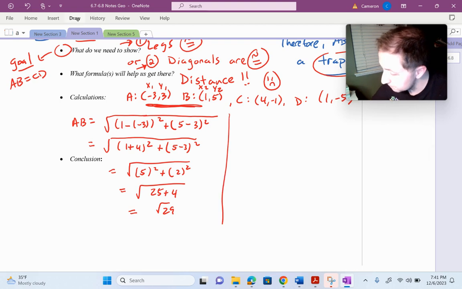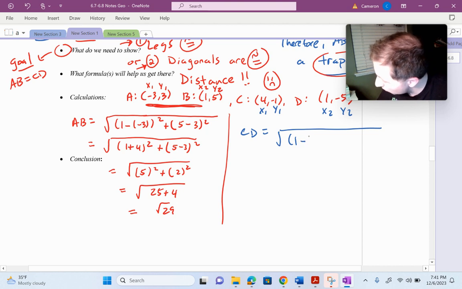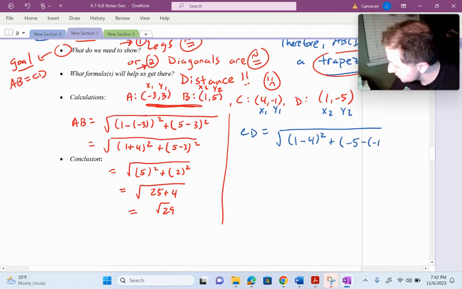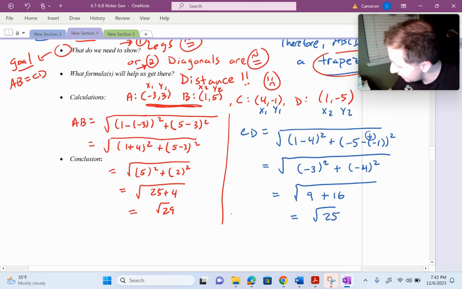And now I'm going to do the other one. I'm going to do CD. I'll do this one in blue. I'm going to make this x1, y1, x2, y2, big square root, x2 minus x1 squared, 1 minus 4 squared, plus y2 minus y1 squared. Move myself out of the way there. -5 minus -1 squared gives me -3 squared plus -5 plus 1, -4 squared. This gives me 9 plus 16, which is rad 25.